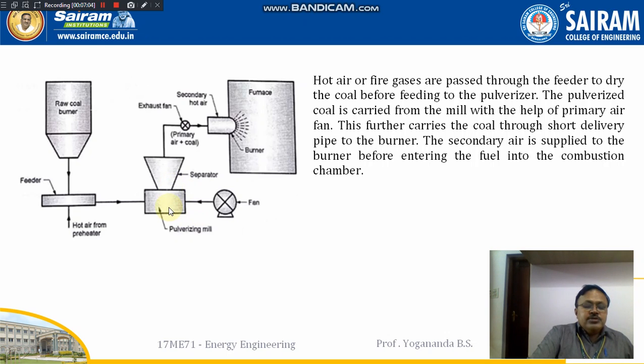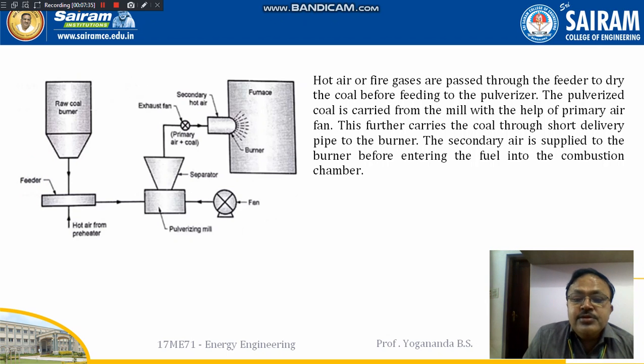The coal has to be completely dried because coal is decayed vegetable matter buried under the ground millions of years ago under pressure and heat without having contact with the air, but still it has some moisture content. So that moisture content has to be completely removed, so the hot air or the flue gas will be passed through this feeder to dry the coal before feeding the coal to the pulverizer.